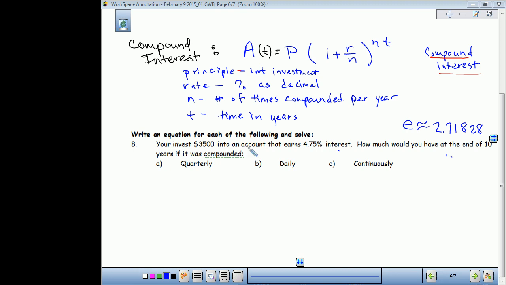We'd keep going and make smaller and smaller amounts of time. So eventually we'd get to daily, and then hourly, and then every minute, and then every second, every nanosecond. Okay? And what happens is, as we do that, our multiplier right here would approach this awesome math number called E.